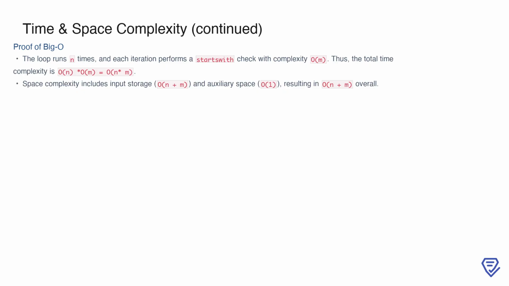For space complexity, we account for the input storage, which requires O(n) for the words list and O(m) for the prefix. Additionally, the algorithm uses only a constant amount of auxiliary space, O(1), for the count variable. Combining these, the total space complexity is O(n plus m). Thus, the solution is efficient in both time and space for the given problem constraints.